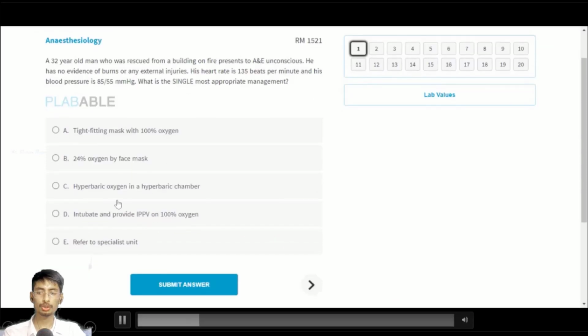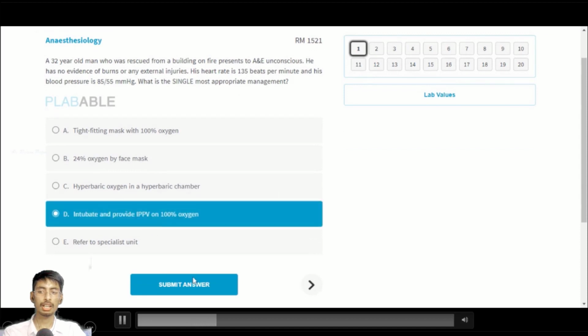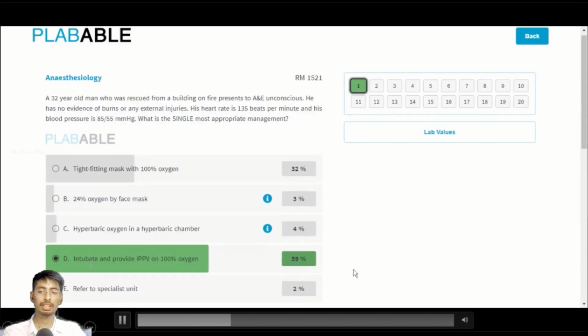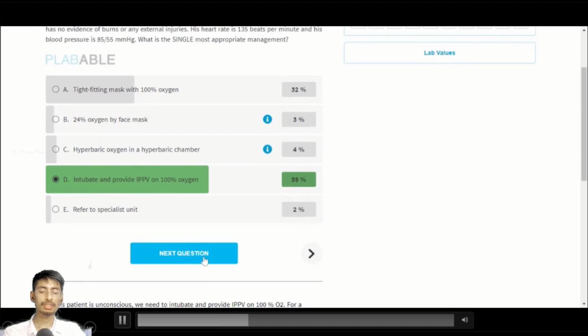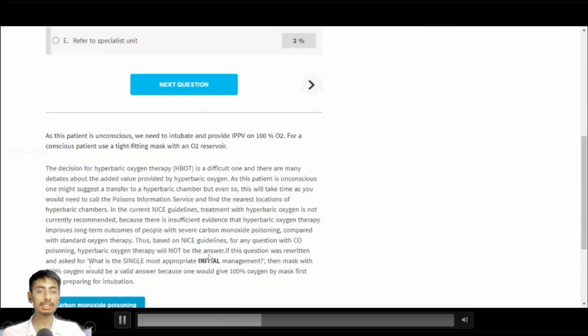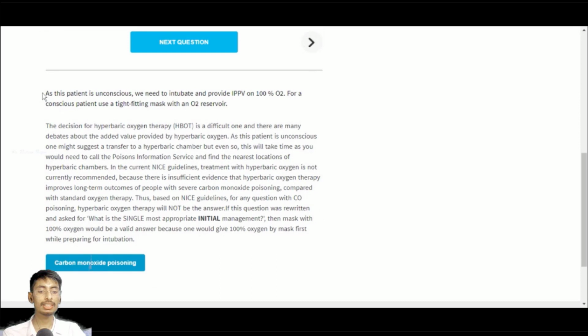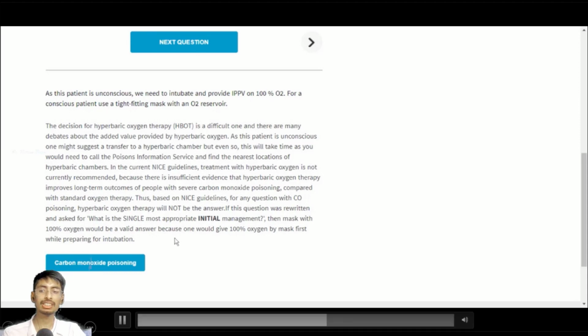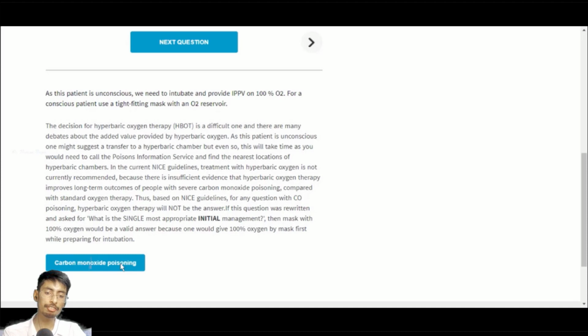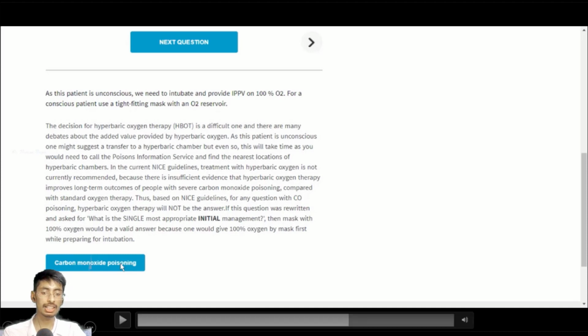After you choose your answer out of these five possible options, you will get a short explanation in Plabable. In Plabable as well as in Medrevision, you will get an explanation for each option. At least read this description. If you don't have time, at least read this description, because this is very, very important. You cannot skip a bit of information given in the explanation of this particular question.